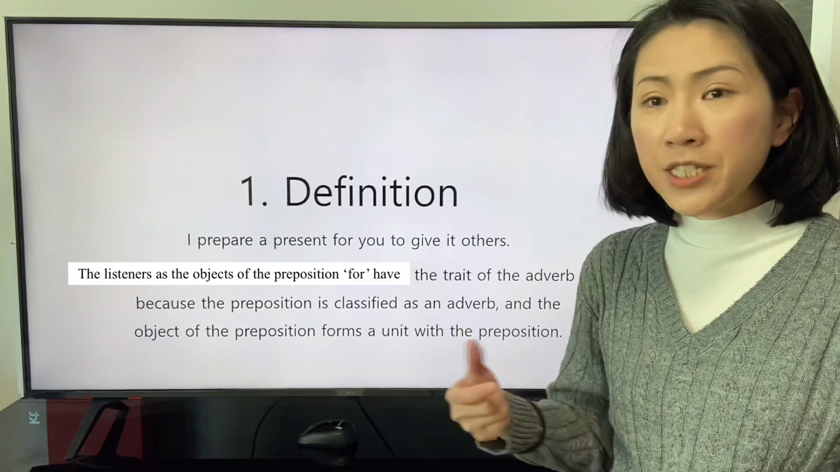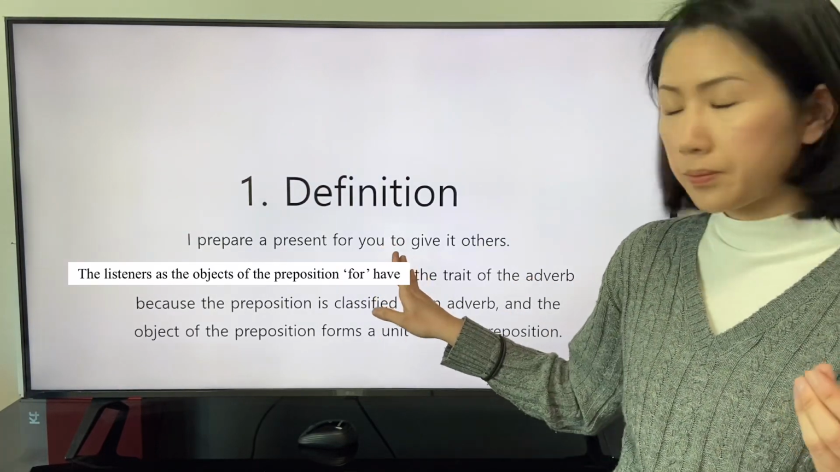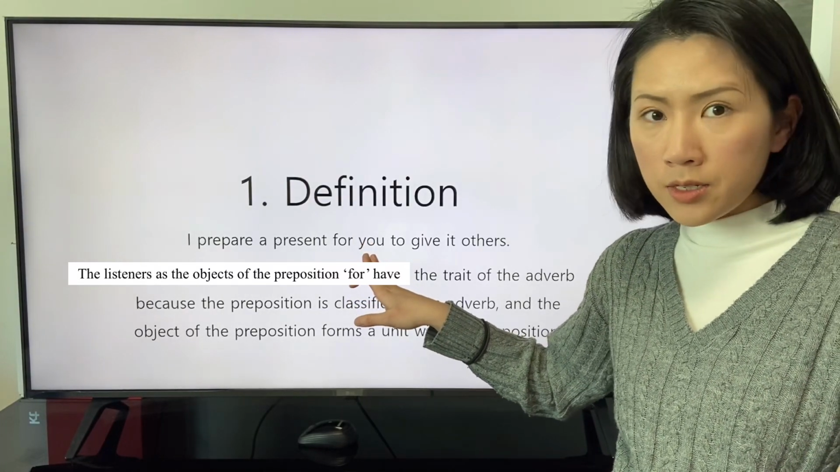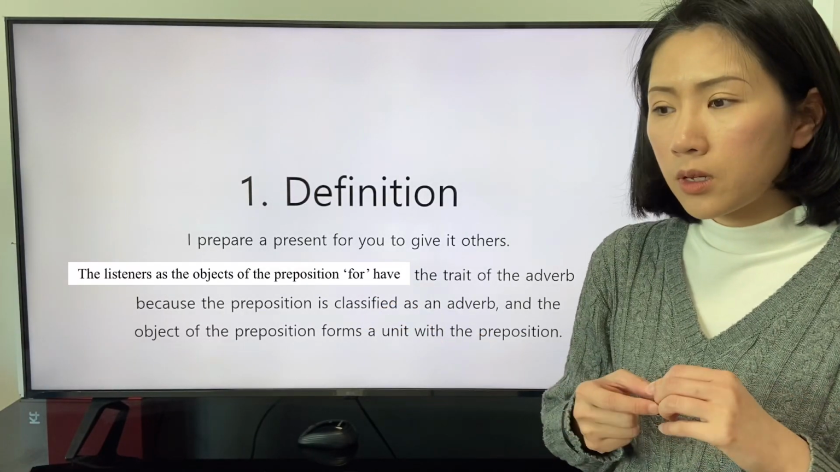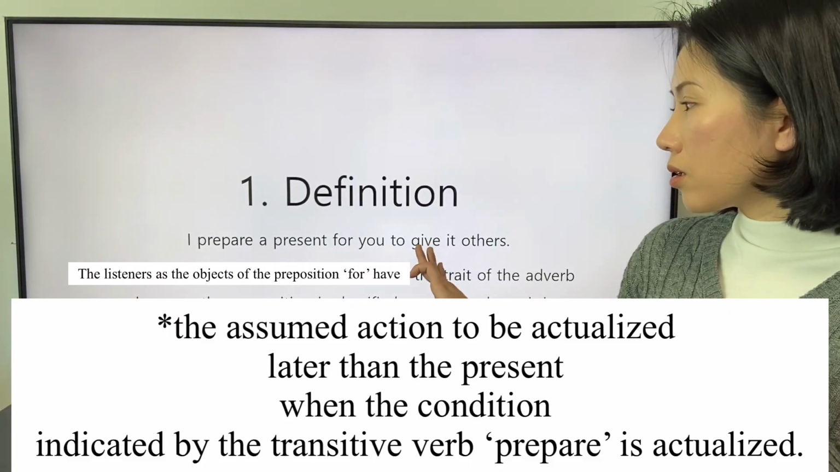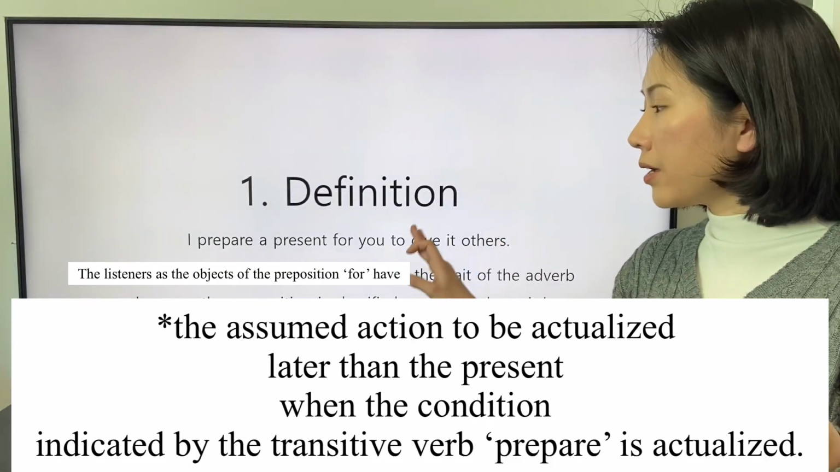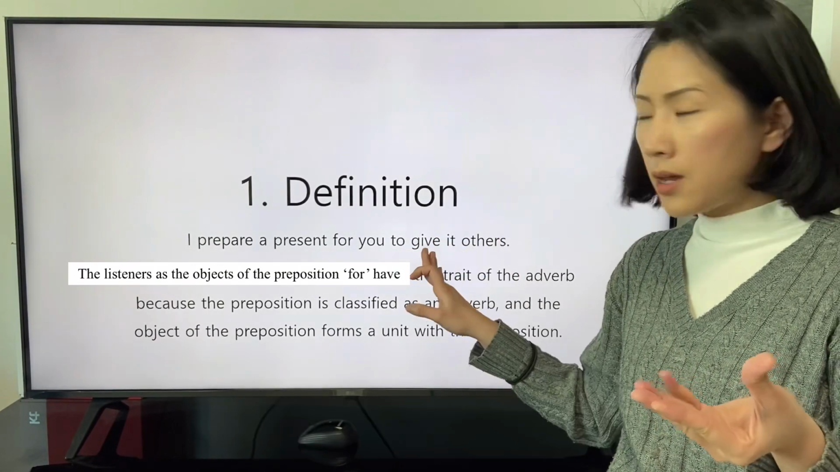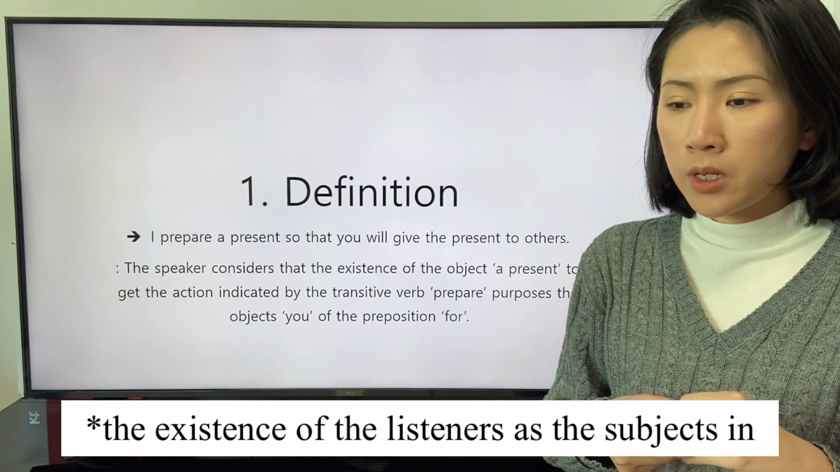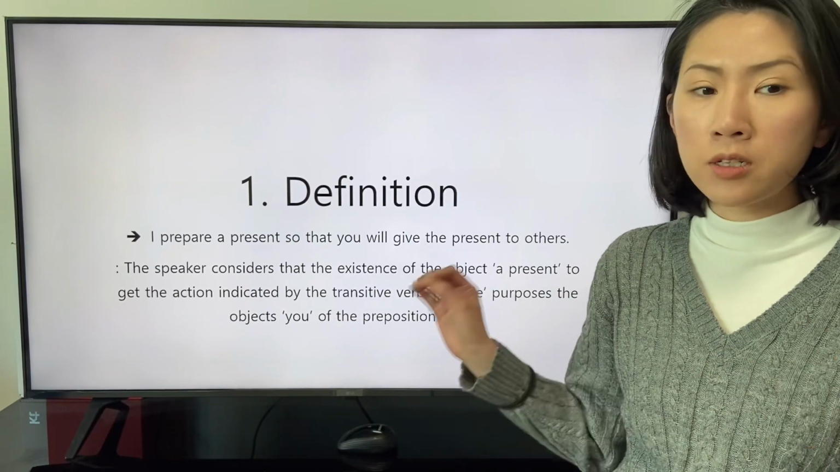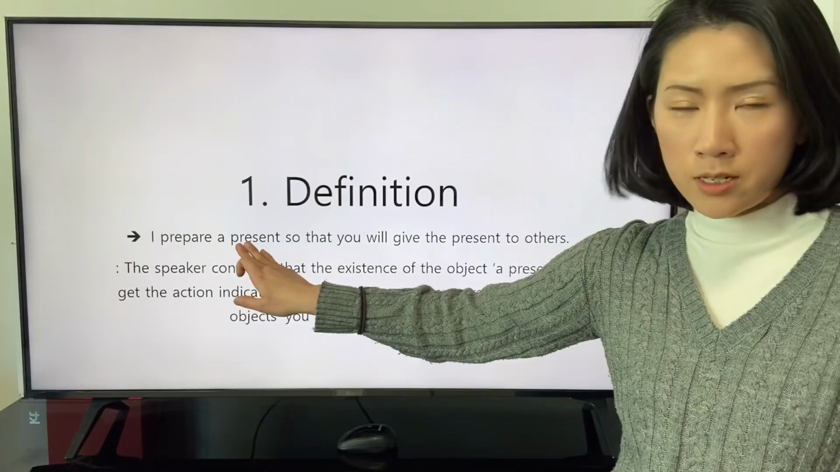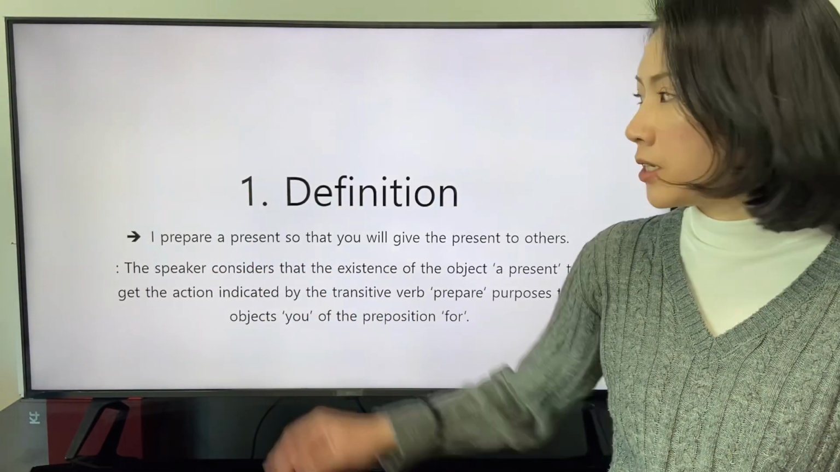The definition of the preposition to reveals the purpose of the existence of the subject you is the action indicated by the root infinitive give. So the subordinate clause reveals the purpose of the existence of the object of present in the main clause.